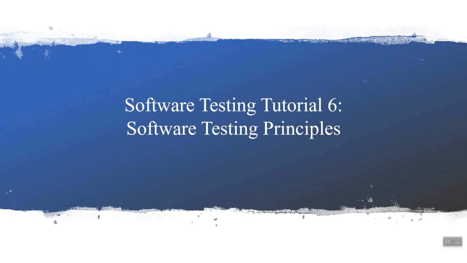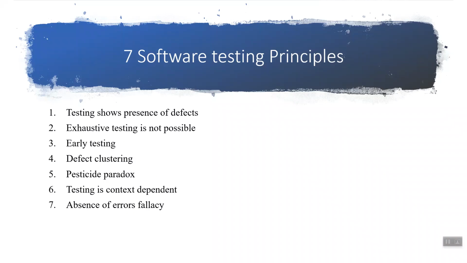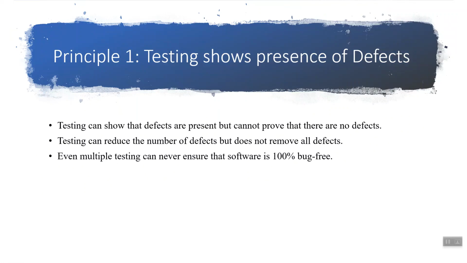In this tutorial, we will see about software testing principles. There are 7 different software testing principles. This is the list of these 7 principles. Testing shows presence of defects. Exhaustive testing is not possible. Early testing, defect clustering, pesticide paradox. Testing is context dependent. Absence of error policy. So here we will see one by one these principles.